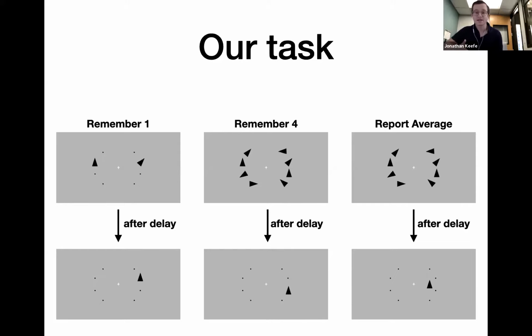These tasks were blocked and performed in a random order, and subjects were explicitly instructed as to what task they would be doing on each block. In order to further reinforce the difference between the remember four and report average task, the probe triangle even appeared in a different location in the report average task, and subjects were never explicitly instructed to remember the items in the report average task, just that they would have to report the average of the items at the end of each trial.